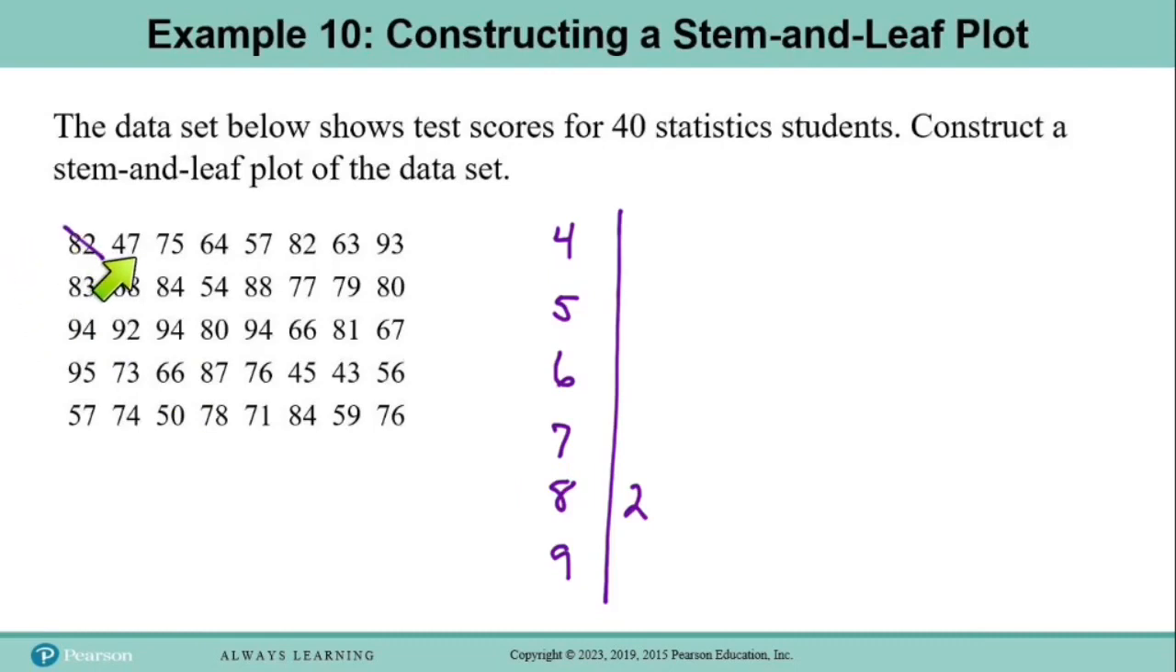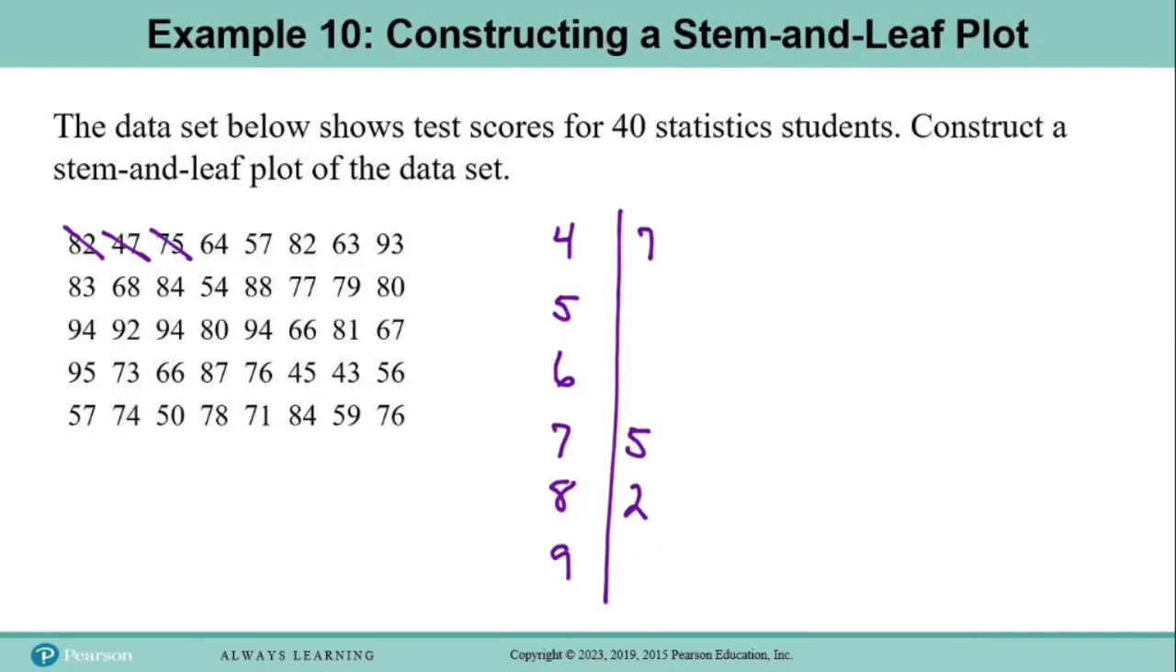For the next number we have 47. So the stem is 4 and the leaf is 7. And so we'll come up here to where the stem is 4 and we will list a leaf of 7. And we'll just keep going like that. So for the 75, we're going to go to the 7 stem and list our 5.